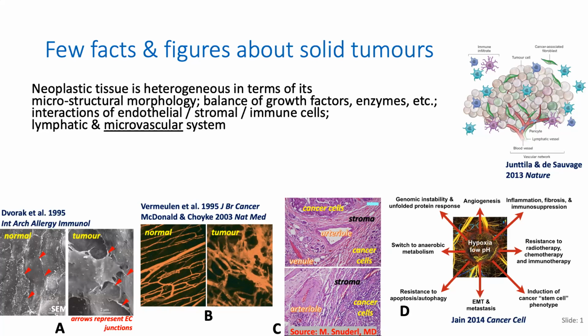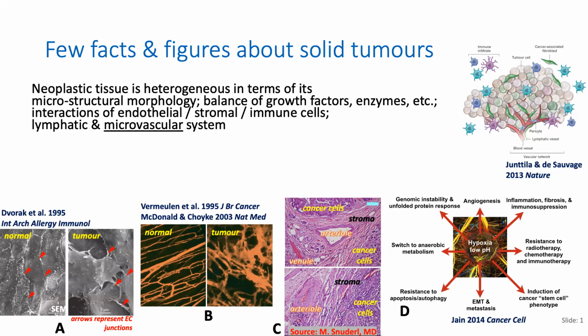So, tumor tissue is in principle heterogeneous, with differences in terms of its microstructure. There is an unregulated balance of growth factors, enzymes, proteins, etc. The interaction between healthy cells as well as cancer-associated cells has been disturbed, as well as the function of the lymphatic vessels and blood vessels, as compared to a healthy tissue.